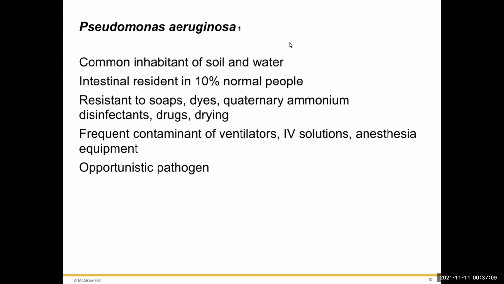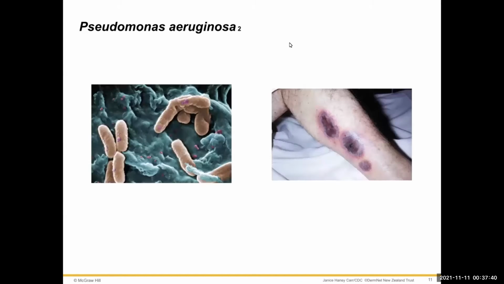They're common inhabitants of soil and water, and intestinal residents; about 10% of normal people have these bacteria. They're resistant to soaps, dyes, quaternary ammonia, which are disinfecting compounds, drugs, and drying out. They frequently contaminate ventilators in hospitals, IV solutions, and anesthesia equipment. That's where they're commonly found. They're opportunistic pathogens that take over when given a chance.